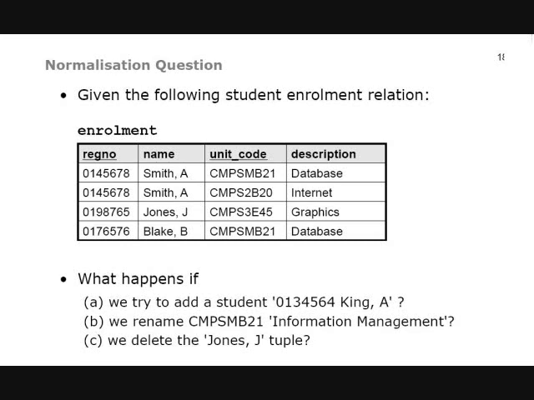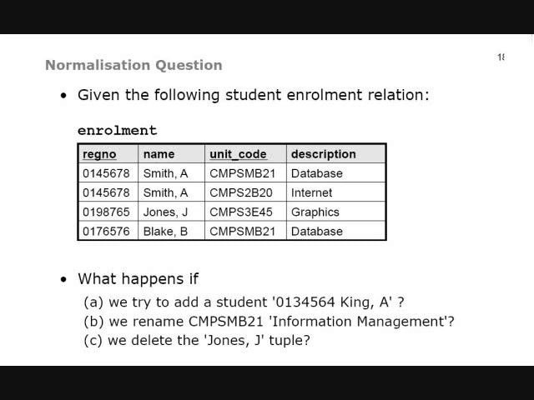What if I want to delete Jones J? What happens with Jones J? I get rid of Jones J. Let's say he's the last student that takes graphics. You're going to get rid of graphics. Yes, I lose the information on graphics as well, because he was maybe the last student. Then I don't have information on graphics. So that is not a good idea. Those are the type of anomalies that I have.